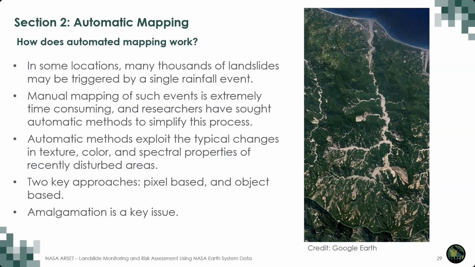So typically, automatic methods will exploit the changes in texture, color, and spectral properties of the recently disturbed areas. So what that means is, you can look at the change between an image before and after, in the kind of pixels or the areas, to assess those characteristics and how the landslides have introduced that. Typically, there are two methods, either pixel-based or object-based, and we'll talk about both of those. One critical element we want to address today is amalgamation as well. I'll talk more about that in a few slides' time.